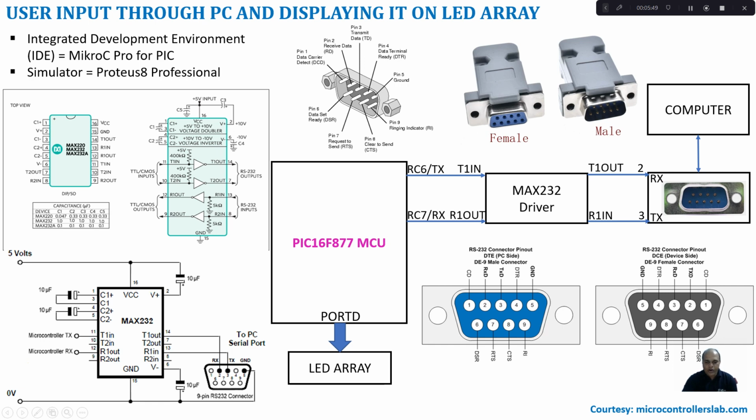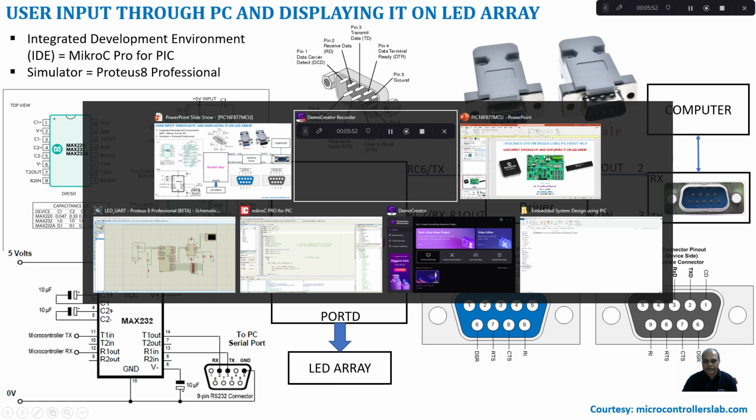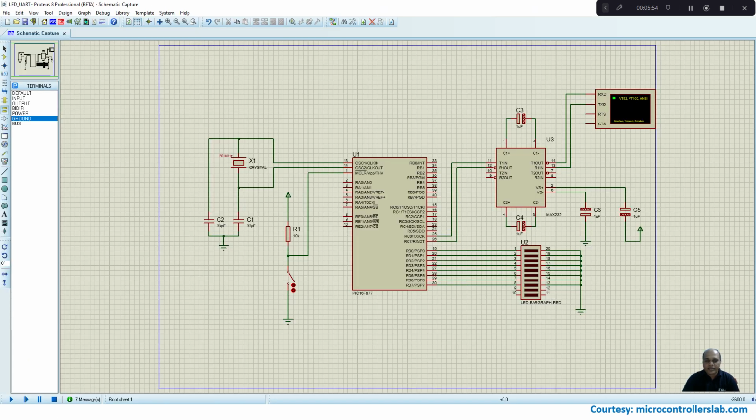Now let us discuss the circuit part. In Proteus 8 Professional, I have already created the circuit. Here I have a PIC16F877 microcontroller. The oscillator circuit, where I am going to use a 20 MHz crystal, is connected to the oscillator 1 and oscillator 2 pins of the PIC microcontroller. There is a reset circuit connected to the MCLR pin. By default, this pin will be at logic high. Whenever I close the switch, it will go to logic 0.